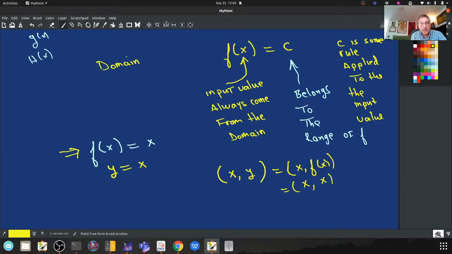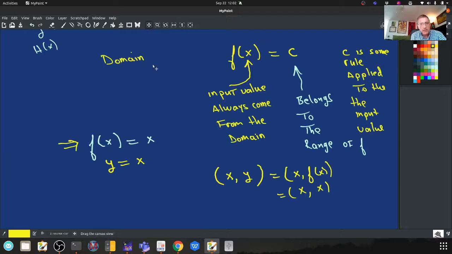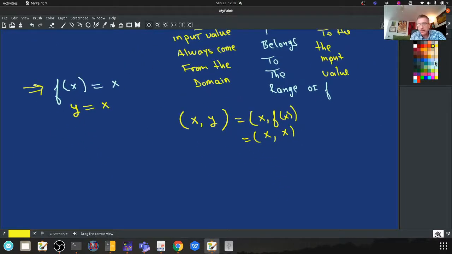So let's look at a few points there. It's going to look like this. If x is any value in the domain, its output will be the same. It's a really simple function. Now if you actually go to plot this, you will quickly discover something.